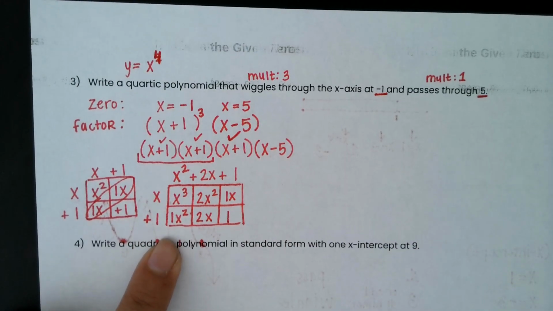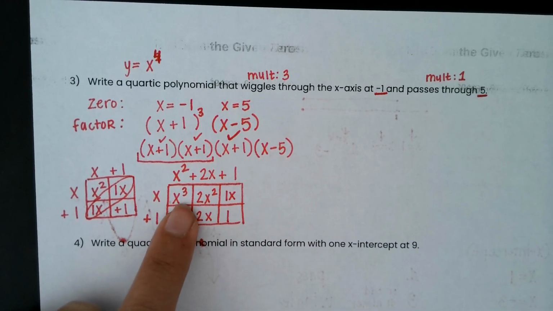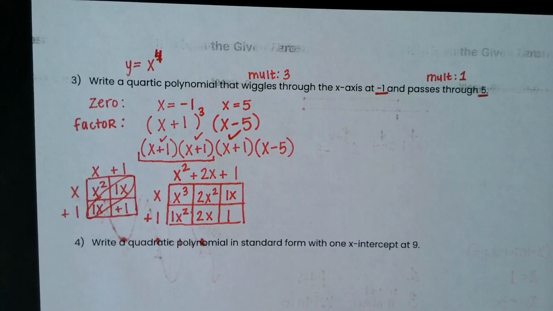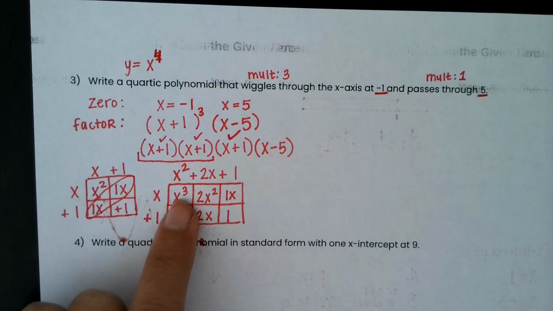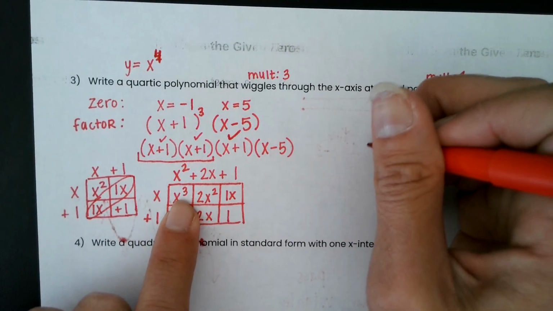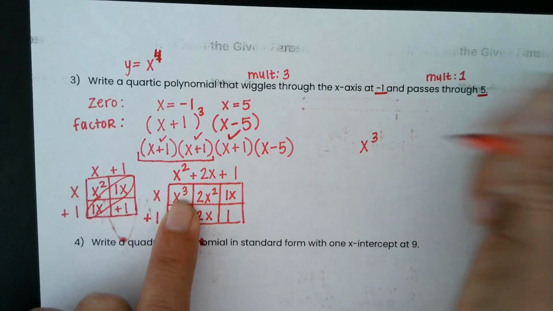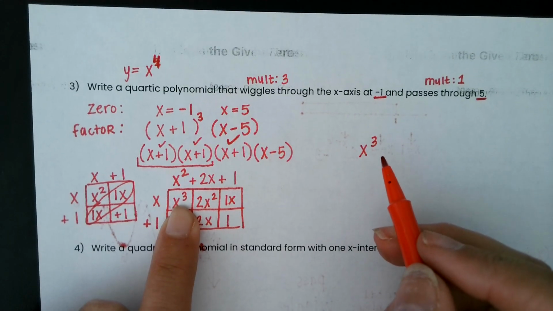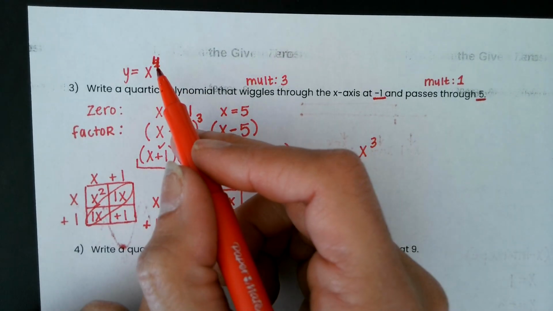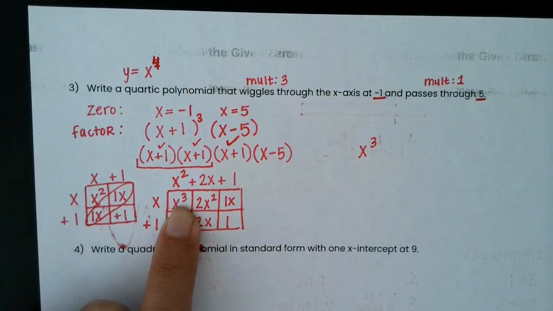All right, so let's see what we can combine. The x to the third is the only thing that has a third power, so that's going to go at the front. X to the third. See, we're not quite done yet. You know we're not done because we haven't gotten to x to the fourth yet.